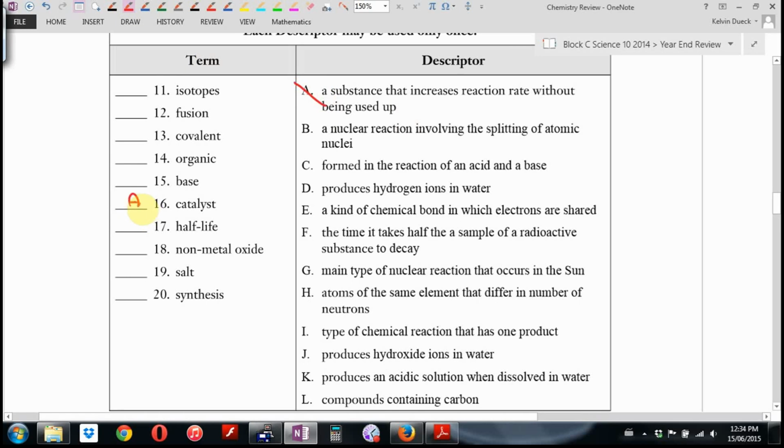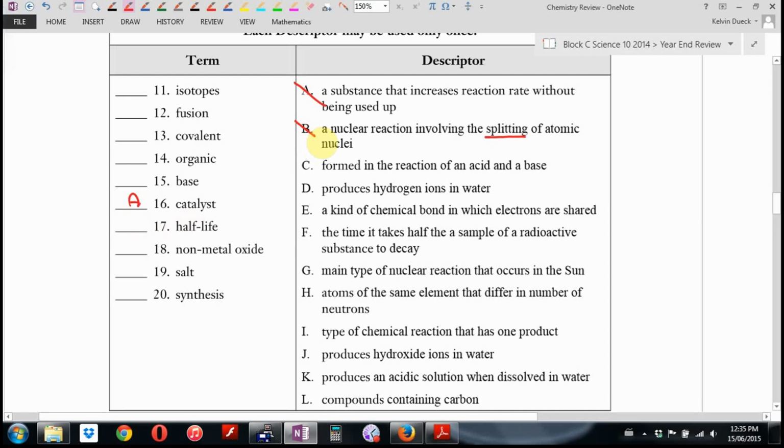What's a nuclear reaction that involves the splitting of nuclei? So we had two nuclear reactions. We had fission and fusion. One of these was combining nuclei, small atoms into big atoms. One of these was splitting nuclei, big atoms into small atoms. Which one was splitting? Fission. Oh, I don't see it. Do you see fission there? I'm going to cross out B. I don't think it's being used.